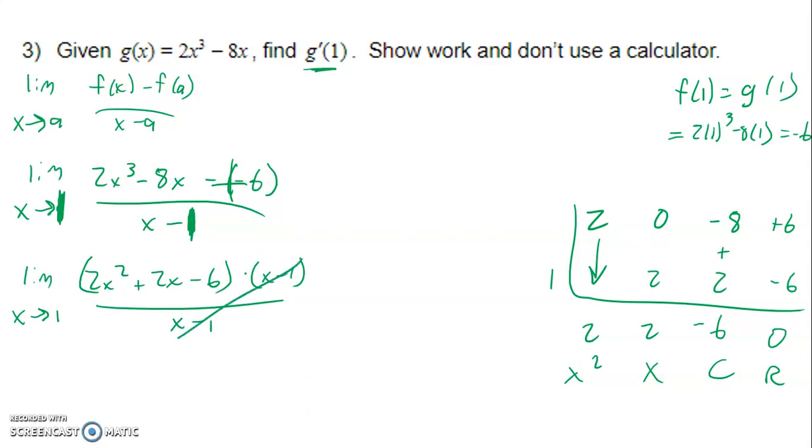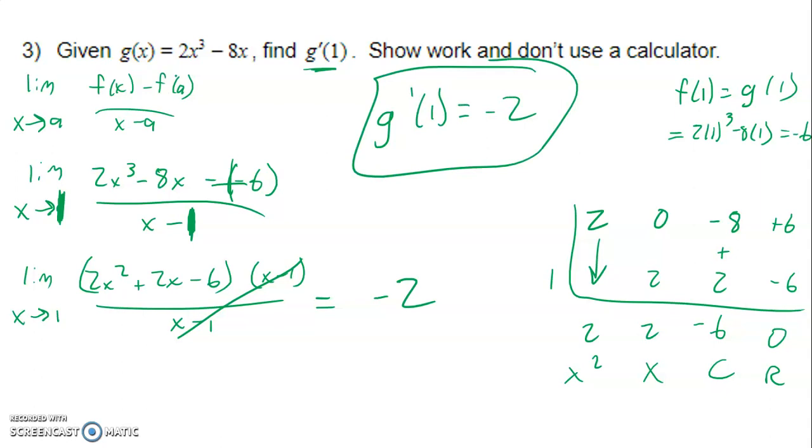Now I can cancel these factors out, so I'm not going to be dividing by 0 anymore. So now I can actually plug in 1. So if I plug in 1, that's going to be 2 plus 2 minus 6, which is negative 2. So g prime of 1 is negative 2. And this is the work that you would have been required to show.